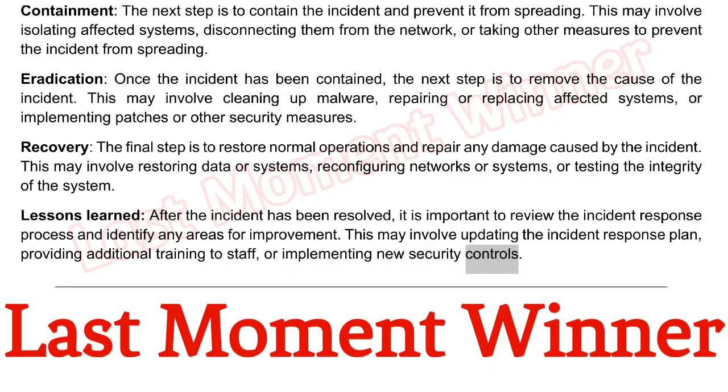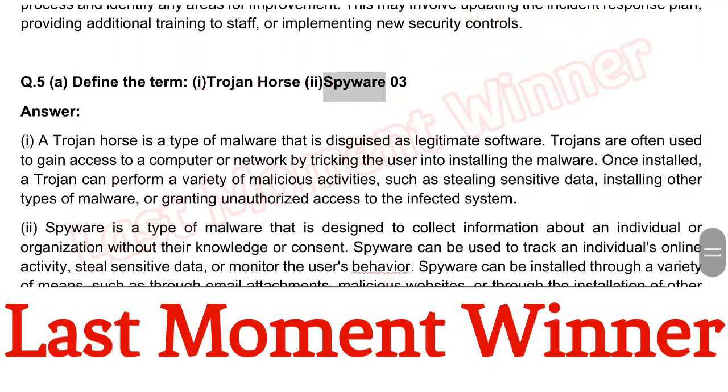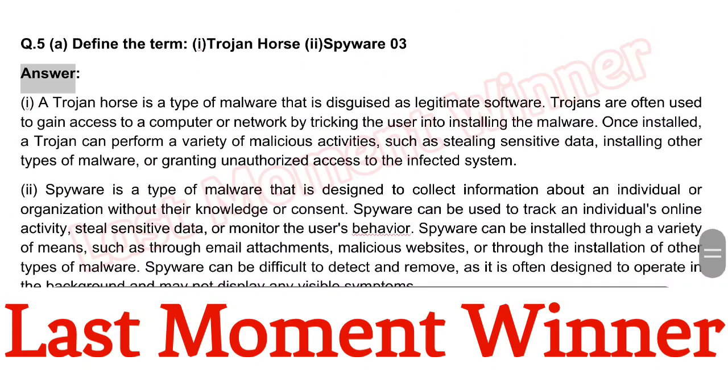This may involve updating the incident response plan, providing additional training to staff, or implementing new security controls. Q.5a. Define the term Trojan horse, spyware. Answer. A Trojan horse is a type of malware that is disguised as legitimate software. Trojans are often used to gain access to a computer or network by tricking the user into installing the malware. Once installed, a Trojan can perform a variety of malicious activities, such as stealing sensitive data, installing other types of malware, or granting unauthorized access to the infected system.